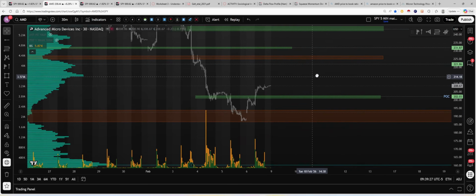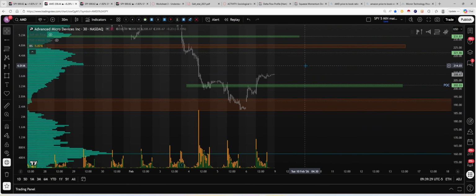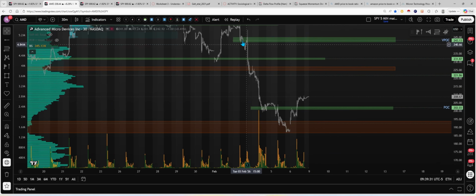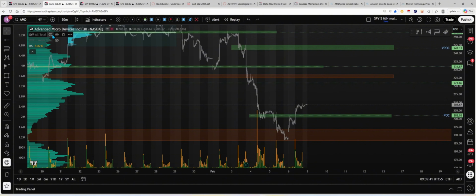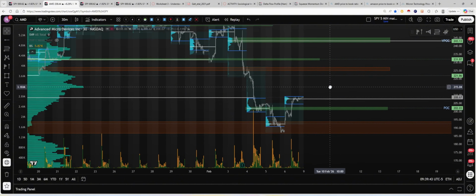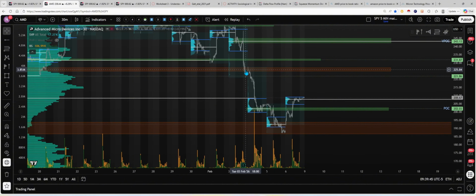So let's make a plan going forward. We see that price has really been ripping down on AMD. It comes all the way back down to that long-term low volume zone right here and pushes up. What are the previous volume profiles looking like? We have a really strong push down here and then a consolidation in that area, right?